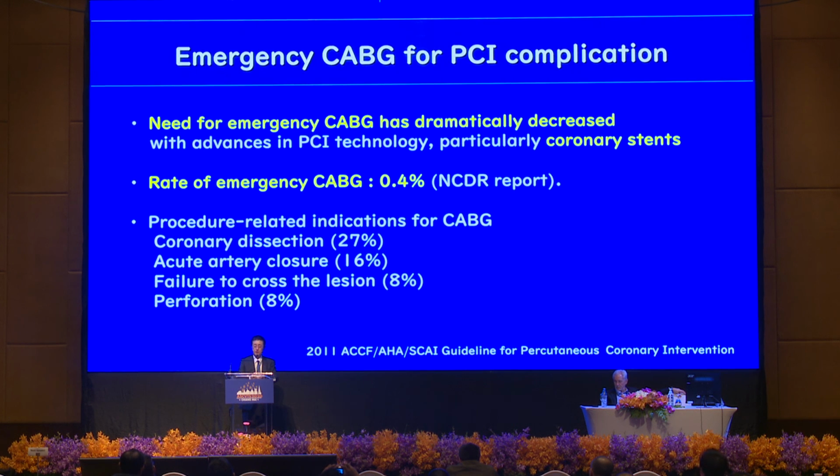But we have to look carefully at why those patients require emergency CABG, which is shown here. It's coronary dissection in 27%, acute coronary closure 16%, failure to close the lesions 8%. Those three reasons were causing myocardial ischemia. But the fourth reason, perforation, is a totally different mechanism requiring emergency surgery. Of course, that affects the surgical risk. I will talk about it in detail later on.